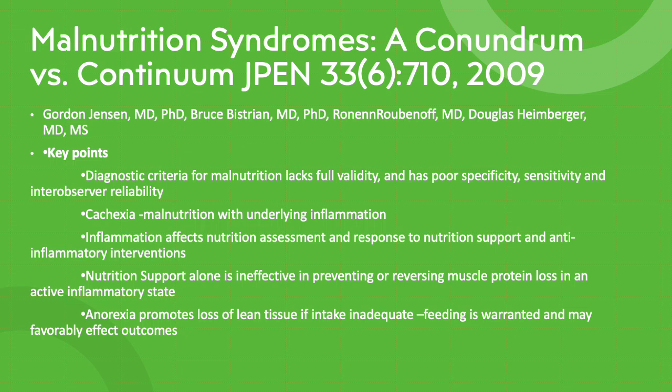This study, Malnutrition Syndromes: a Conundrum versus Continuum, was published in JPEN. It's a little old, from 2009, but it was a landmark study, and the authors set out some important points that set the stage for the new way to understand and discuss and manage malnutrition. Basically, they proposed that the usual diagnostic criteria for malnutrition were not useful. Further, cachexia is malnutrition with underlying inflammation, which is why it is so difficult to treat and important to avoid. Inflammation is a key factor in malnutrition, and the degrees of inflammation, acute to chronic, set the stage for the diagnosis and treatment of malnutrition. This is an excellent article to review regarding malnutrition.